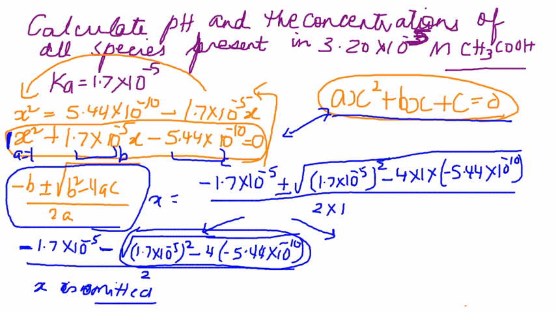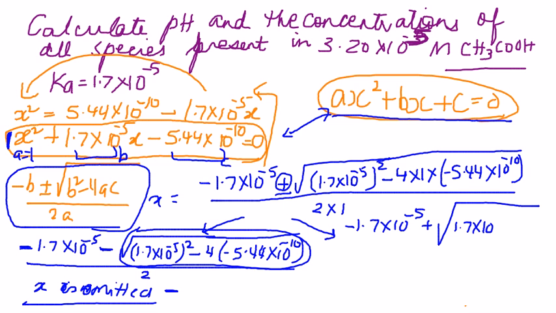So I'm not going to work on the solution because this is a negative number, and the x basically portrays a concentration, and that can never be negative. So what I am going to work on as a solution is this operator, negative 1.7 times 10 to the negative 5, and I'm going to just use the plus operator now, plus the square root of 1.7 times 10 to the negative 5, square of that, minus 4 times negative 5.44 times 10 to the negative 10, divided by 2. And let's see where we go from there.